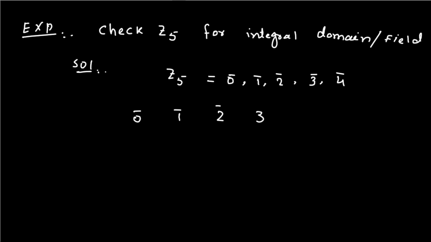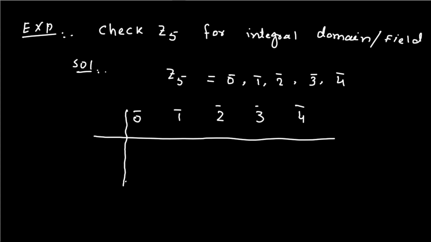Similarly, we will construct the table and write the elements horizontally and vertically: 0, 1, 2, 3, 4. Now we will write the elements vertically. So all is better, but when I draw the table, the lines are a little bit off. 0, 1, 2, 3.